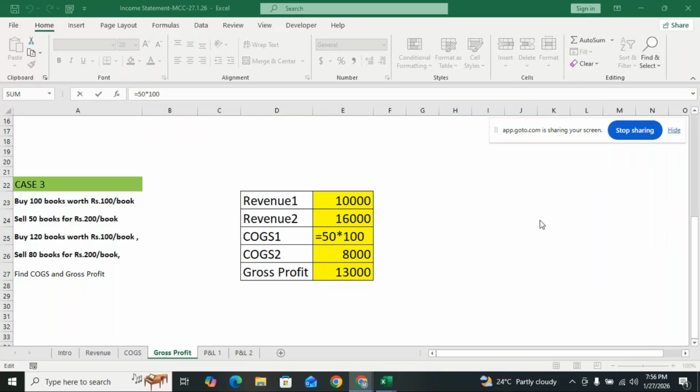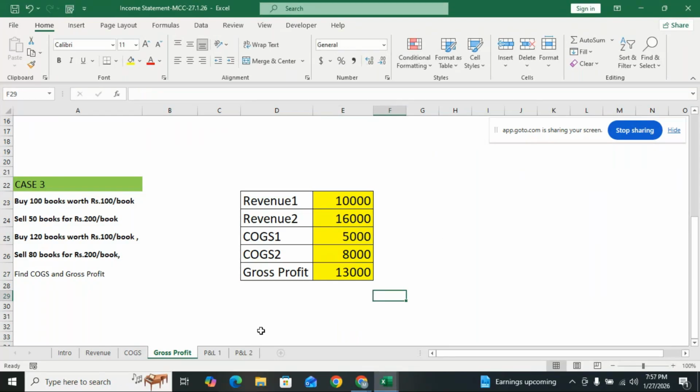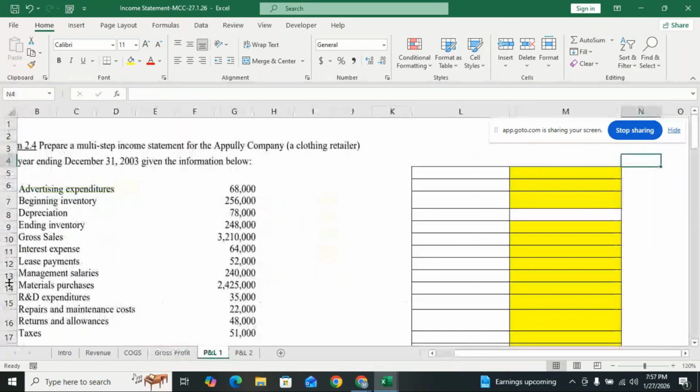Are you able to solve this? Done with this calculation? Yes, ma'am. Fine. So your next sheet is your P&L 1.